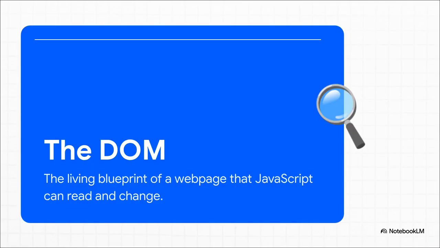And the way it does that is through something called the DOM, the Document Object Model. The easiest way to think about it is like a live blueprint or a map of the web page. Every single thing on the page, every heading, every button, every picture is an object on this map. But here's the really powerful part. JavaScript doesn't just get to read the map, it gets to redraw it whenever it wants.